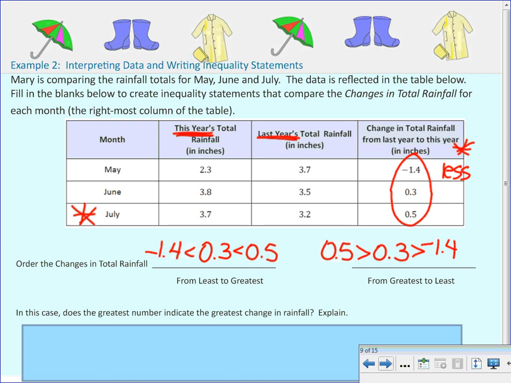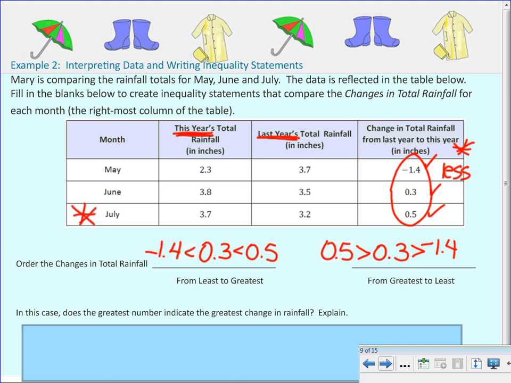Which month had the biggest change? I'm not saying which month had more rain, but which had the biggest change. This had 1.4 change. This had 0.3 change. That had a 0.5 change. Which had the biggest change? May had the biggest change.